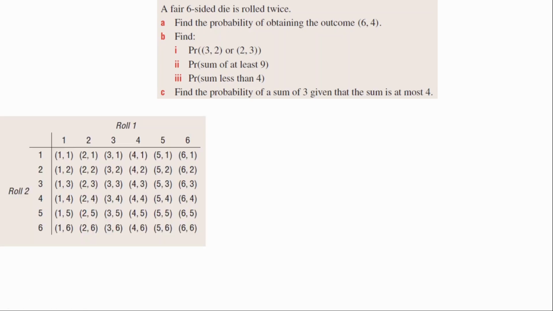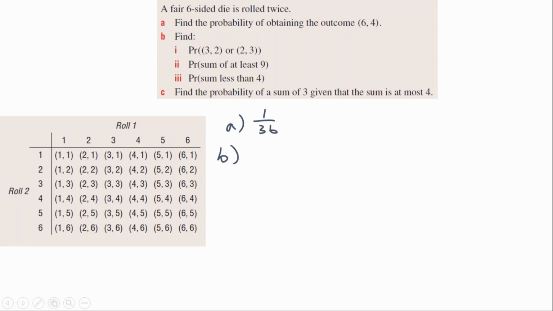Alright, so for this question, if you haven't noticed already, it's going to be the exact same array as the one we just used. So using this array, let's start with question A. Find the probability of obtaining the outcome 6, 4. There's only one possible outcome there, so that's that one there. So it'll be 1 out of 36.